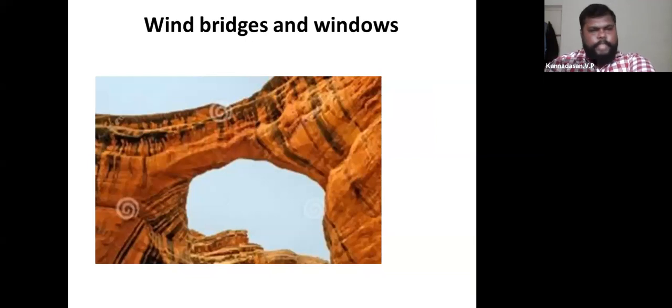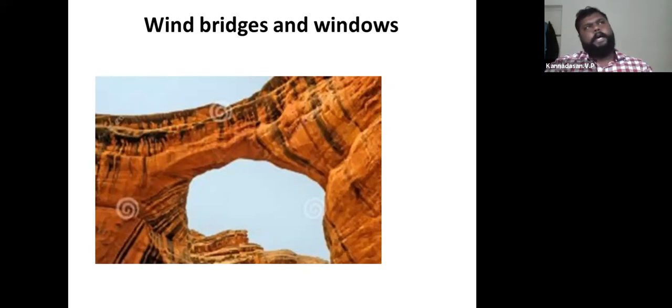Then wind bridges and windows. Just like how sea waves create caves, cliffs and arches, this is also like that, but it is created by wind. A small hole would be created, then this hole becomes big, then an arch is created. So people who watch Hollywood movies might be aware of this one, right? A lot of shots are taken in this wind bridge-like region.